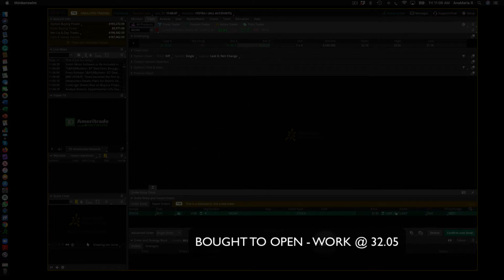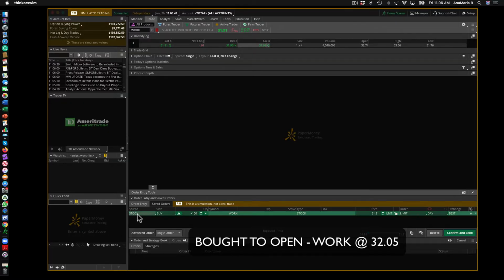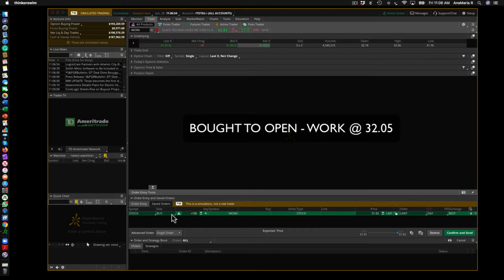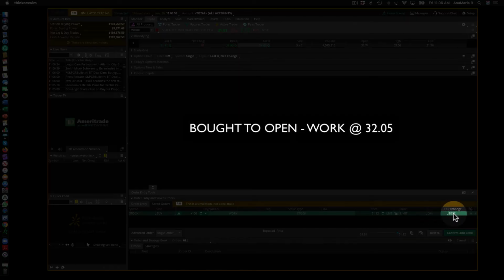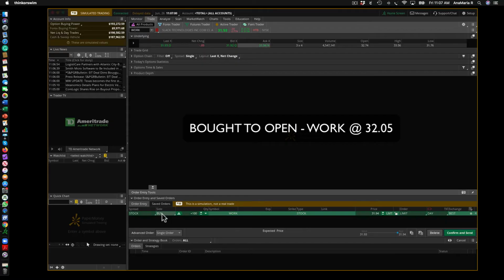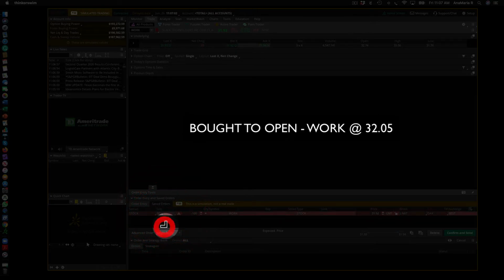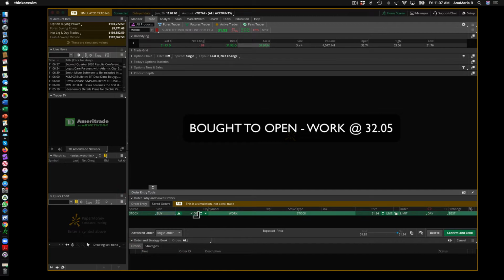This menu just opens, and it's green because I'm buying. So basically, this is one of the controls. Since it's green, I'm buying stock. I hit buy. If I wanted to sell, I would just hit sell, but I'm buying here.